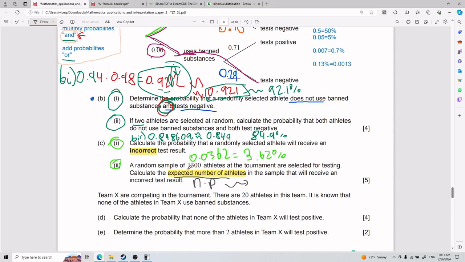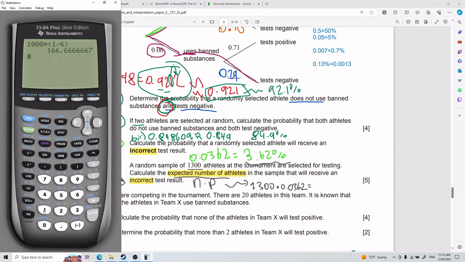What is my n? We have 1,300 athletes. What is the probability that they will receive an incorrect test result? Well, that comes from part CI, so it's gonna be 1,300 times 0.0362, which is the probability of getting an incorrect test result, and that is going to give me 1,300 times 0.0362, which gives me just around 47.06 people.